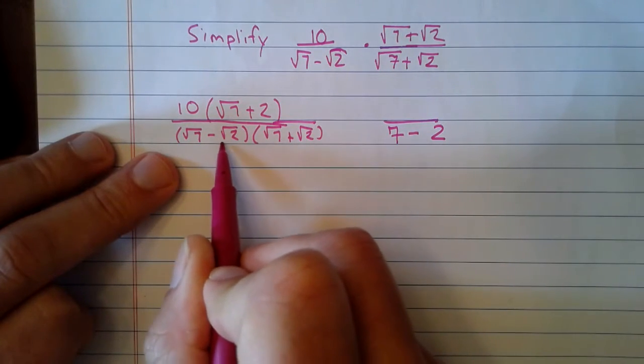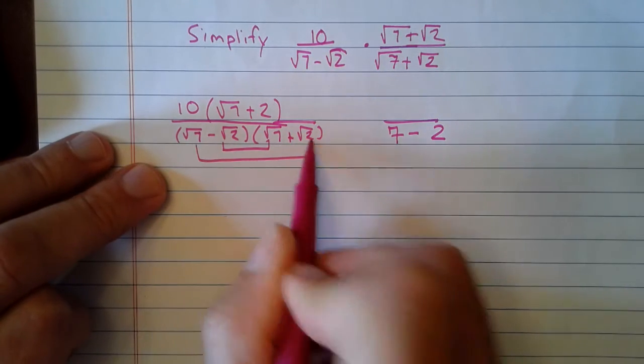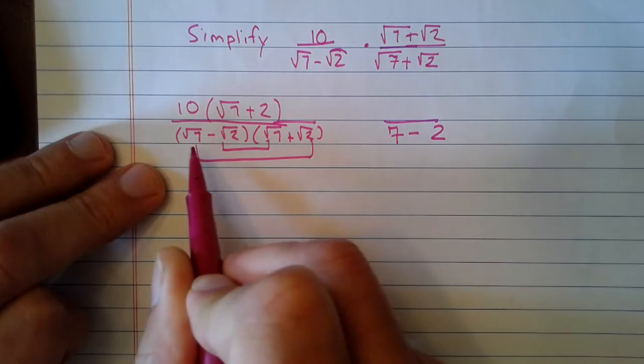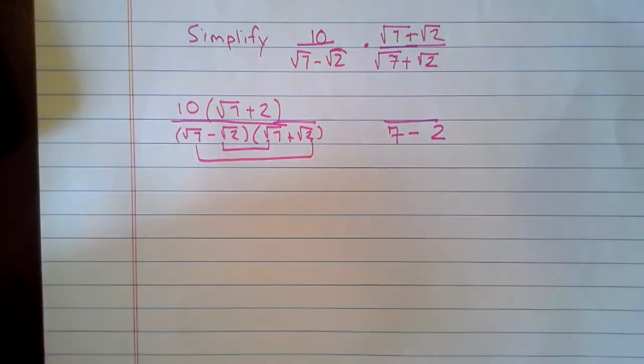What will happen, as a reminder, is the middle terms, root 2 times root 7 and root 7 times root 2, will cancel each other out. So we're just left with the first terms squared minus the second terms squared.